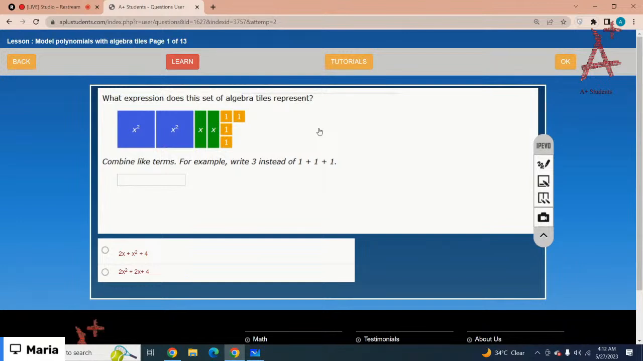Okay, so you have 2 tiles for x square, 2 tiles for x and 4 tiles for 1. So it would be 2x square plus 2x plus 4. The correct option is 2x square plus 2x plus 4. The second option is the correct one.